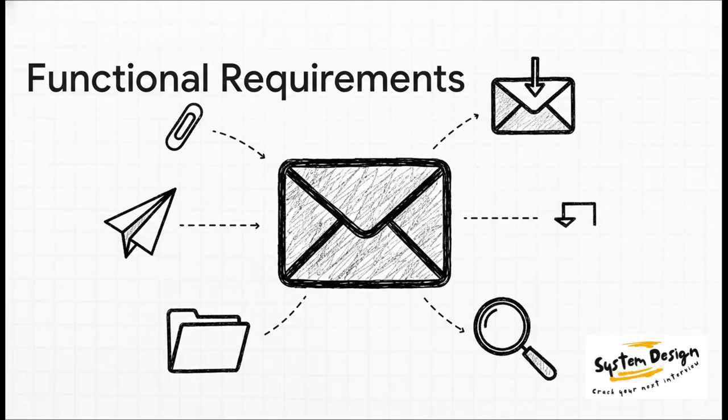So for our Gmail clone, the core functional stuff is pretty much what you'd expect, right? You've got to be able to send an email, receive one, store them. You need to see your inbox and folders. Oh, and search. You have to be able to find that one email from 3 years ago. And of course, handle attachments. This is the bare minimum, the absolute table stakes.